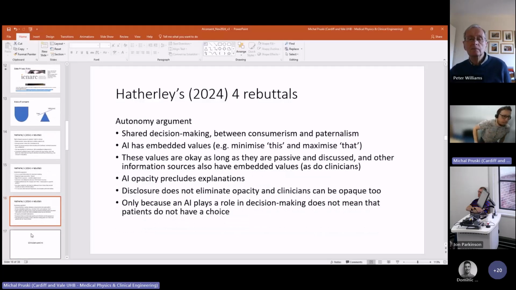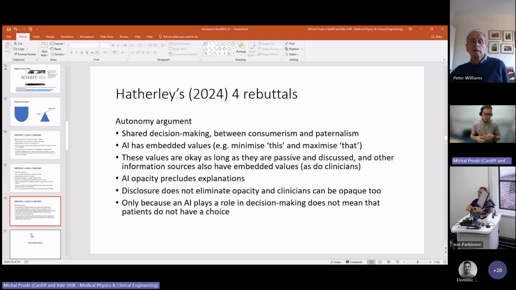And the last argument with which Hatherley deals is the autonomy argument. And it presupposes that there's this shared decision-making process, this kind of benefits and trust that I mentioned earlier, which balances patient consumerism and paternalism of the clinicians.